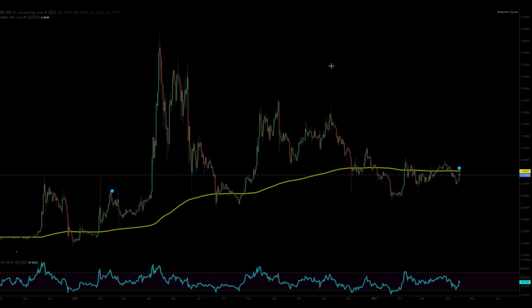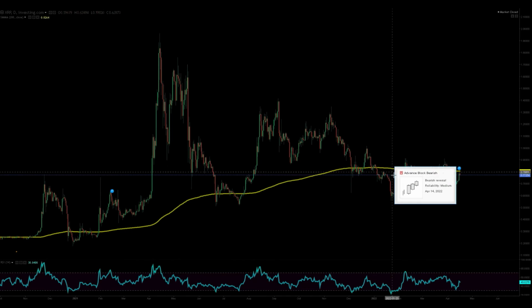XRP, let's analyze this bad boy here. I've got this beautiful 200 period smooth moving average over here. So we are in a type of an uptrend right now, but in recent days you can see a little bit of a drop over here, a little bit of flattening of the line.